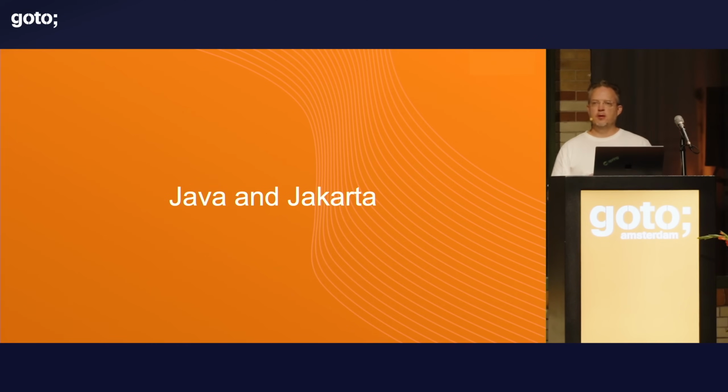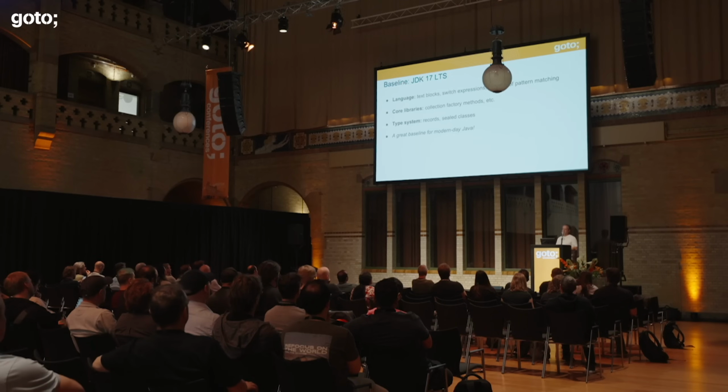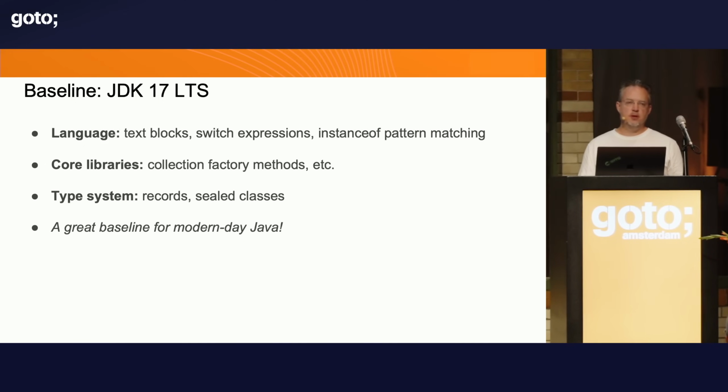So first up, some of the bigger themes: changes to the Java baseline and Jakarta. For the baseline, Java 8 was the baseline for Spring 5. Now we jumped up to JDK 17, which is an LTS release. With the language, we get lots of new features: text blocks, switch expressions, instanceof pattern matching, and we actually use all of these within Spring as well. We're happy to be able to use those and happy that you're able to use them as well. For the core libraries, you have new stuff like collection factories. You can now use records and sealed classes. So basically, we're confident this is a really good baseline for any modern day Java application and any modern Spring application.